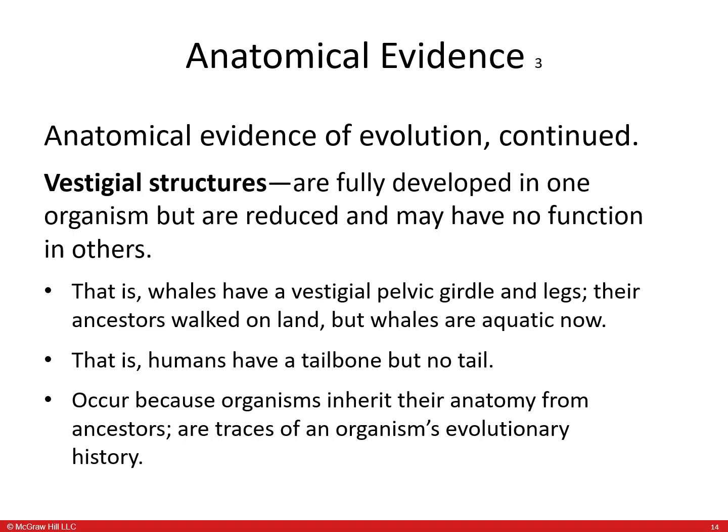Vestigial structures are fully developed in one organism but are reduced and may have no function in others. For example, whales have a vestigial pelvic girdle and legs. Their ancestors walked on land, but whales are aquatic now. Humans have a tailbone but no tail. This occurs because organisms inherit their anatomy from ancestors, so vestigial structures are traces of an organism's evolutionary history.